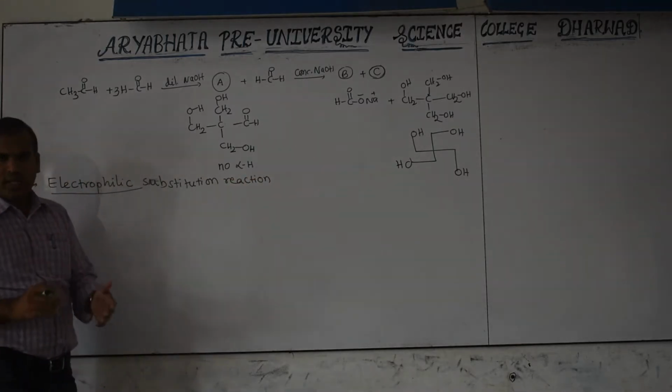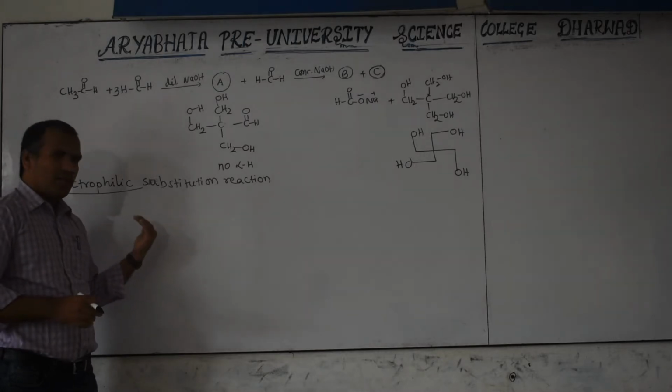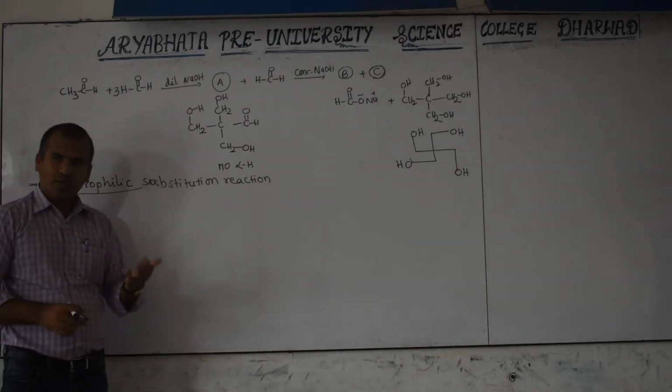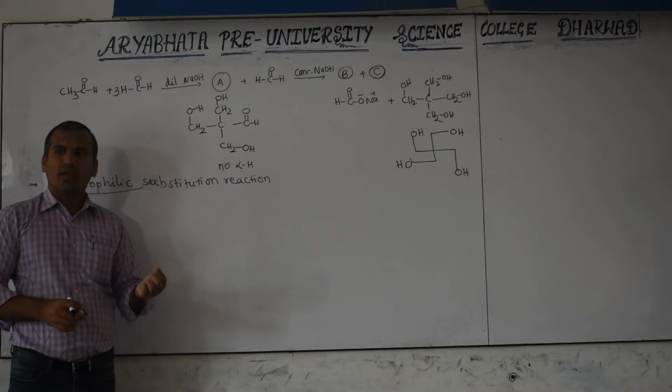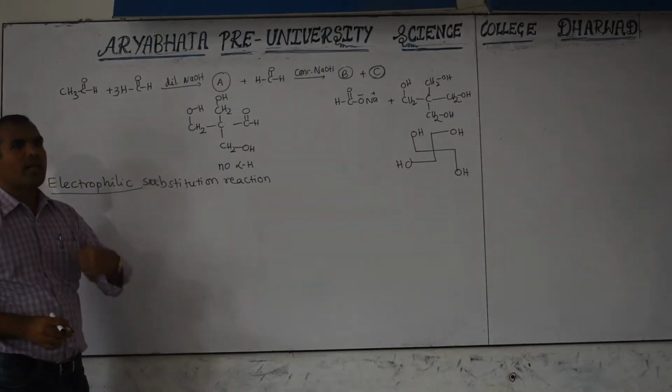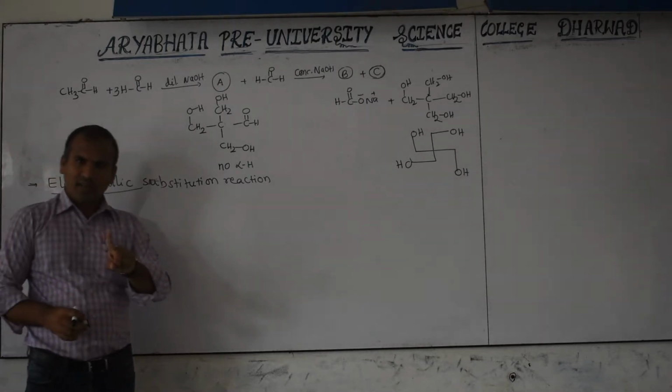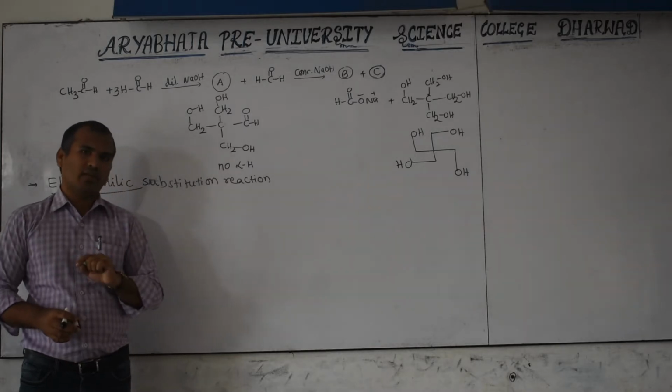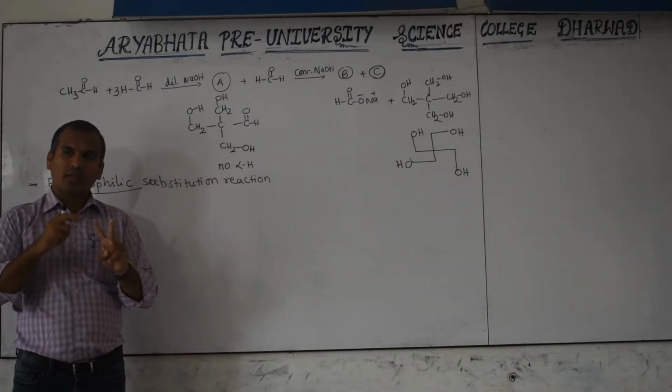Electrophilic substitution reaction means one electrophile substitutes another electrophile. Nucleophilic substitution reaction, meaning what is that? One nucleophile substitutes another nucleophile. A nucleophile can replace a nucleophile only, not the electrophile. That's why keep in mind, the same type is required.